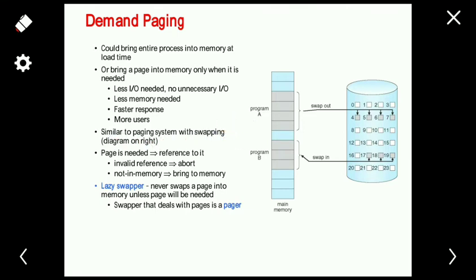So if a page is needed, then we can reference it in the secondary storage device. If there is an invalid reference, then abort that one, and if it is not in the main memory, then fetch it to the main memory.